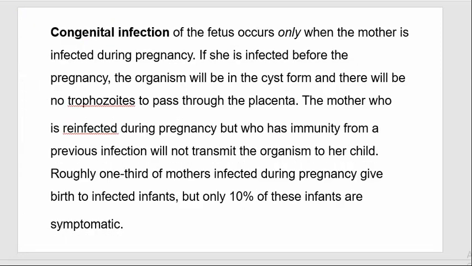بينما congenital infection of the fetus occurs only when the mother is infected during pregnancy. If she is infected before the pregnancy, the organism will be in the cyst form and there will be no trophozoite to pass through the placenta. The mother who is reinfected during pregnancy but who has immunity from previous infection will not transmit the organism to her child. Roughly 1/3 of mothers infected during pregnancy give birth to infected infants, but only 10% of these infants are symptomatic.